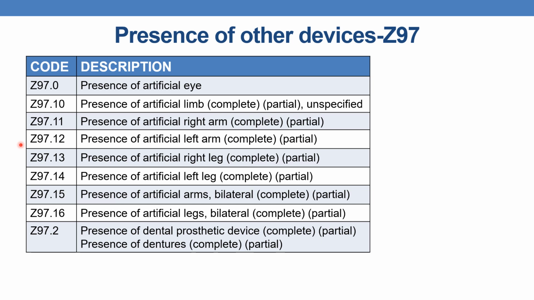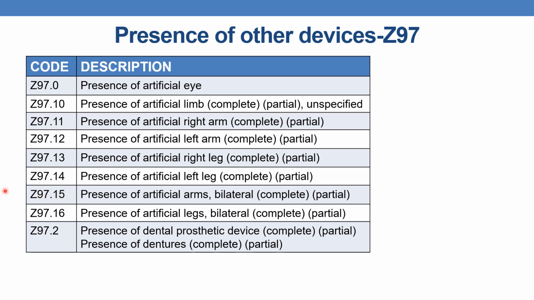The next is Z97.12. It deals with presence of artificial left arm, complete or partial. Whether the physician documents complete or if he documents partial, in both the cases, this is the same code. The next is Z97.13. It indicates presence of artificial right leg, complete or partial. The next is Z97.14. It indicates the presence of artificial left leg, complete or partial.